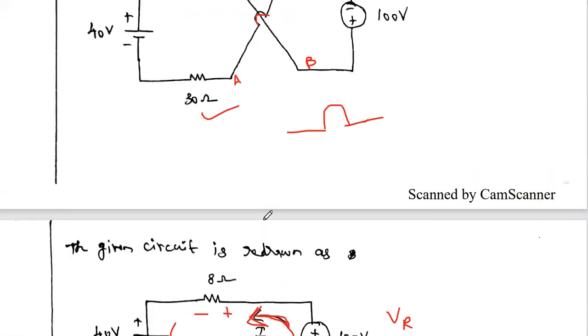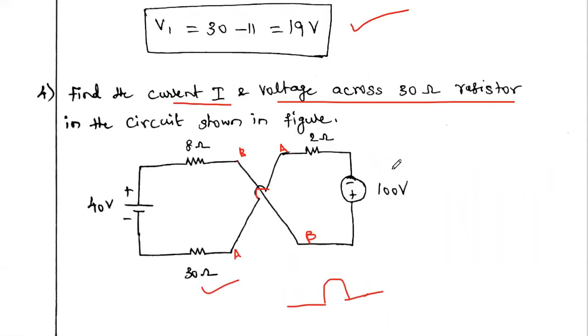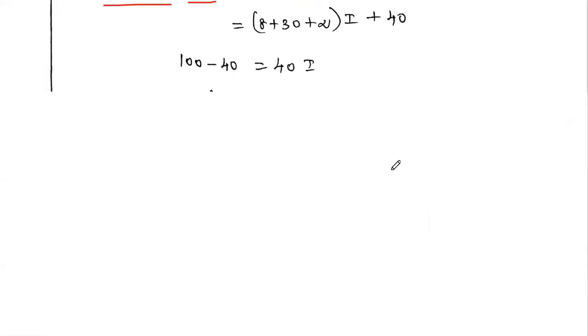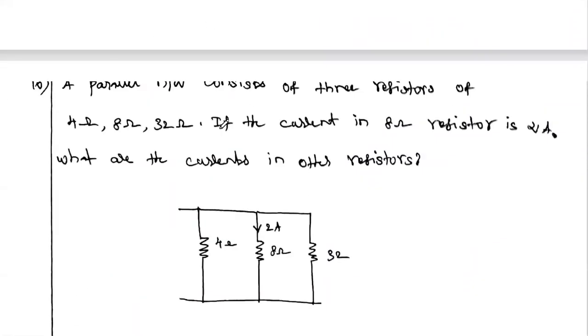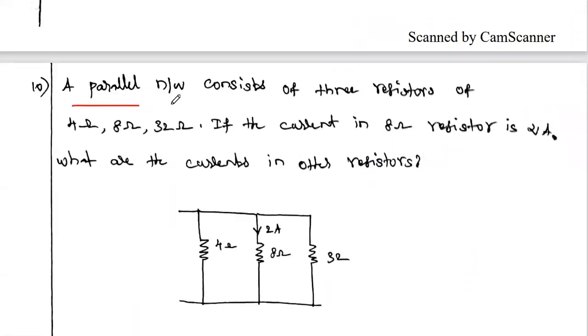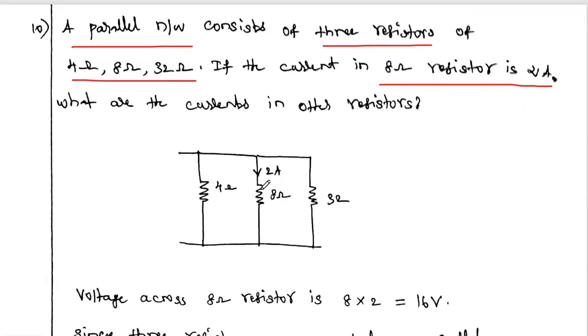This is one type of problem using Kirchhoff's voltage law. And the third one we are going to discuss. The problem is, so you see the question: a parallel network consisting of three resistors of 4 ohm, 8 ohm, 32 ohm. If the current in the 8 ohm resistor is 2 amps, what are the currents in the other resistors? This is the question. So here the diagram is not given. Only the question is given.